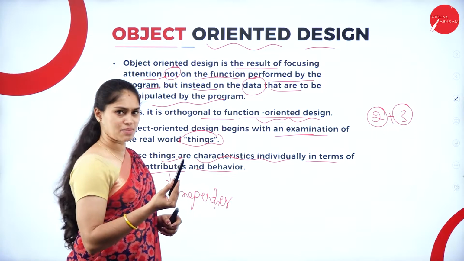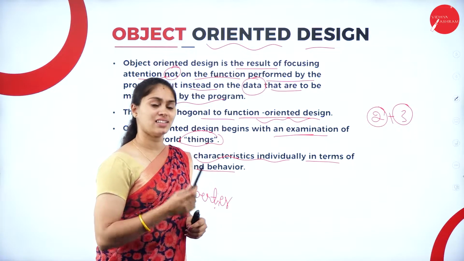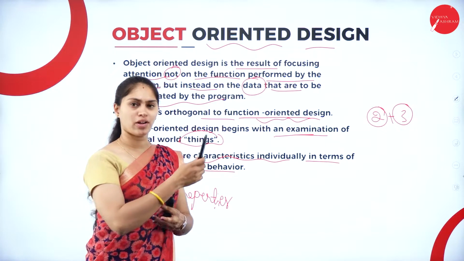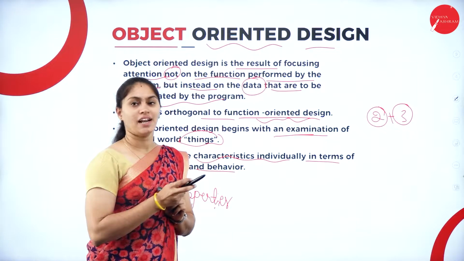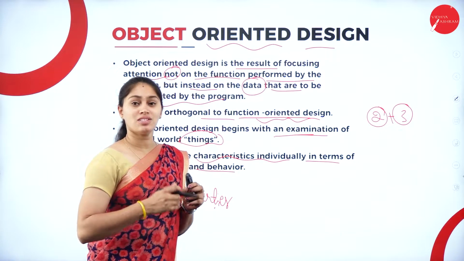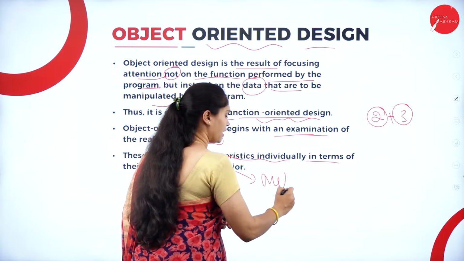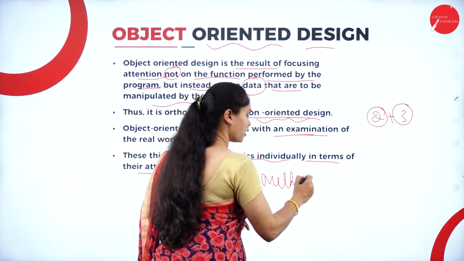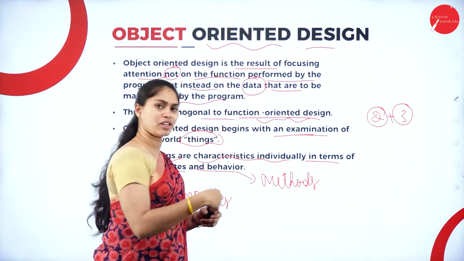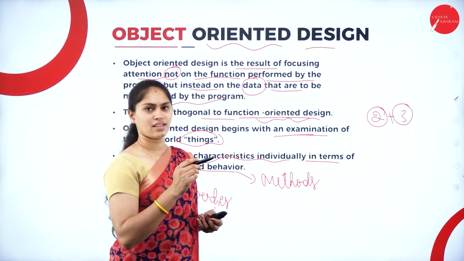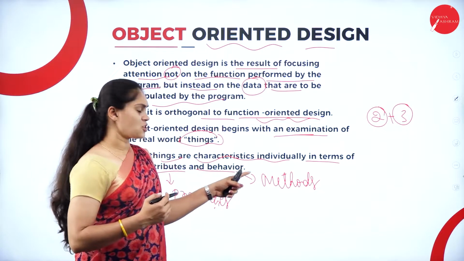If I consider this pen, or a bangle, then what are its properties? It is going to have a color, it has a shape, it has some cost. So all those are the properties. Then behavior specifies the methods or operations that it is going to perform. So it can spin, we can roll it, right? Those are the methods or behavior.